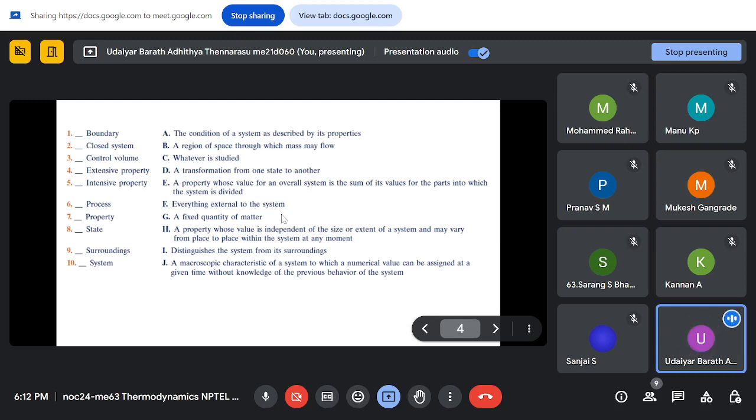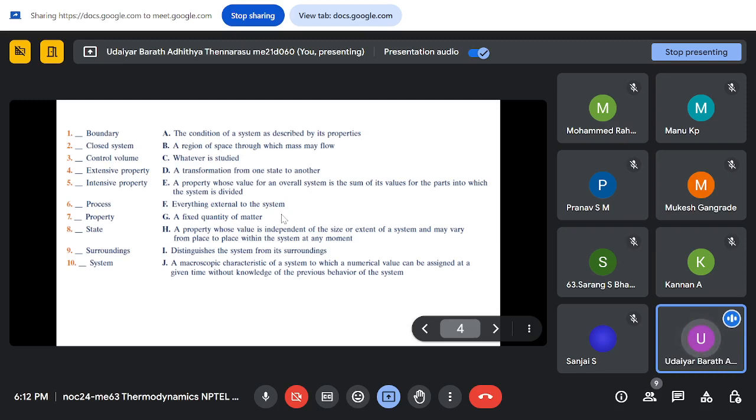Now a closed system, you have a fixed mass. You don't have any mass flow in or out. So whatever mass you have inside will be the same. There will be no change in your matter. So you will just have interaction with heat or work. So for 2 it's G.